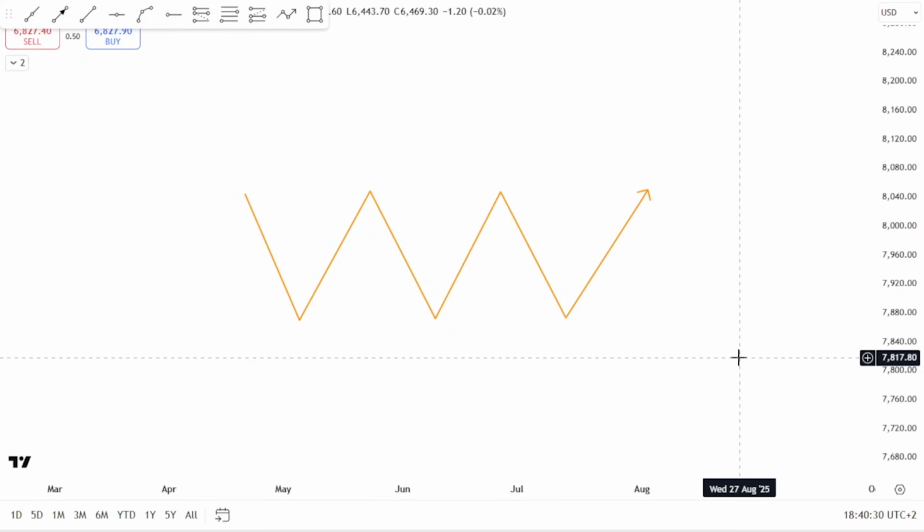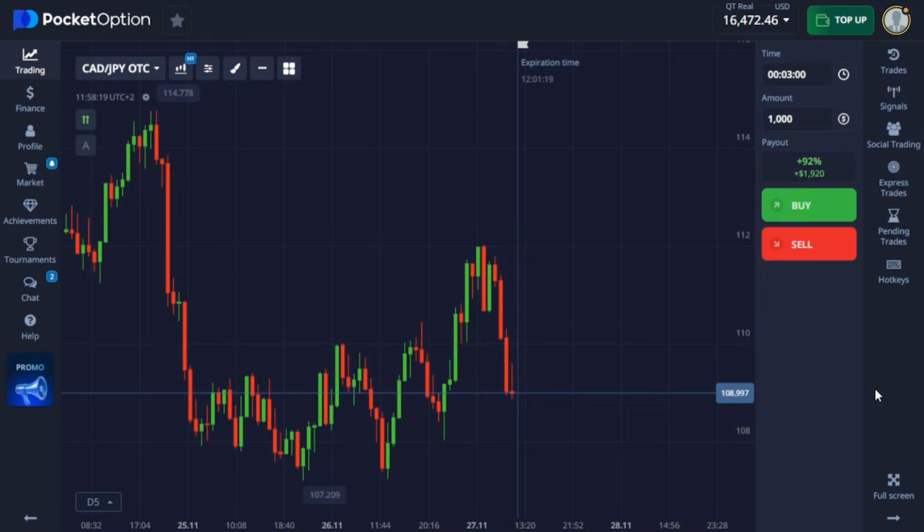So what we're going to do now is head over to the charts, and we're going to take a look at some real chart examples. So let's get into it. We've just jumped over to Pocket Option, and we're on the charts as we speak. One thing you guys have to understand about equilibrium is that you can use it on any time frame.